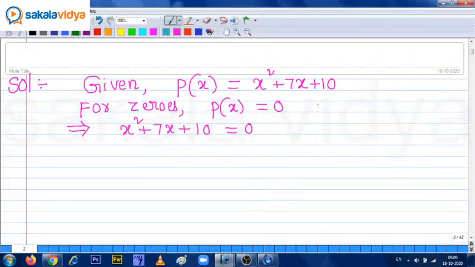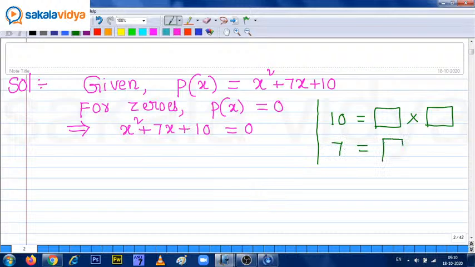Now we need to write like this. 10 equals product of two numbers, and the x coefficient is 7, the sum of the two numbers. We need to search for two numbers whose product is 10 and whose sum is 7. So 5 and 2: 5 plus 2 is 7, 5 into 2 is 10. So that's why the middle term 7x can be written as 5x plus 2x. This we need to apply as a strategy.